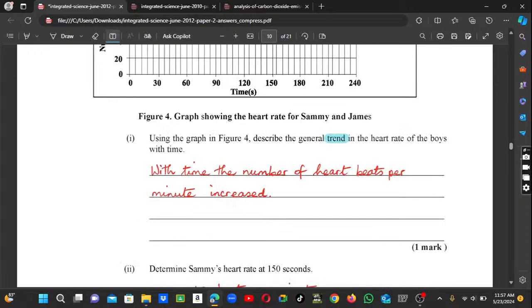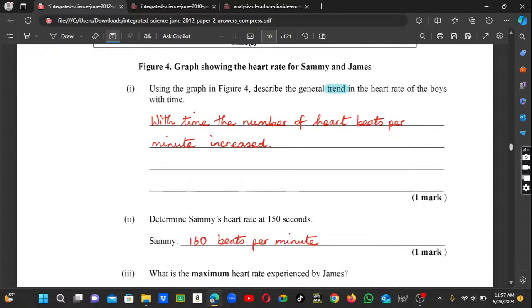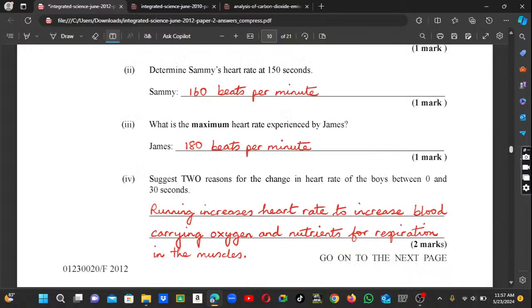So let's see what the question is asking, guys. It says use the graph in figure 4 to describe the general trend in the heart rate of the boys with time. So when it mentions time, we are talking about the number of heartbeats per minute. So we're talking about BPM. I think you guys have heard that term before, beats per minute. So with time, the heartbeat per minute increases. All right, so the answer here is finished. It's very simple. You would receive 1 mark for that answer.